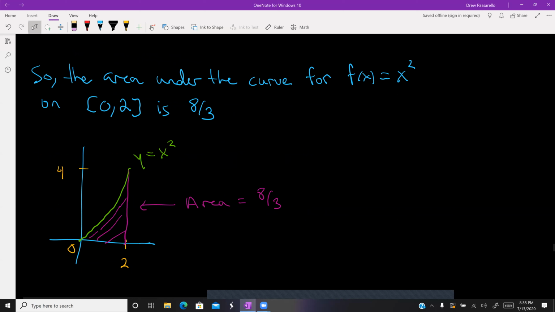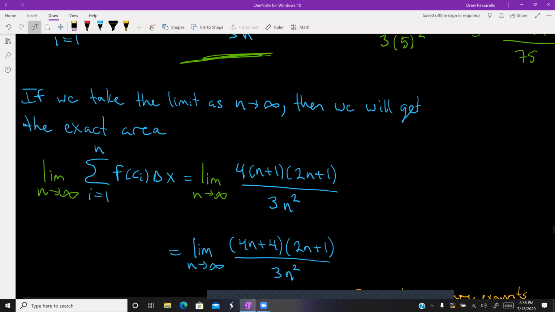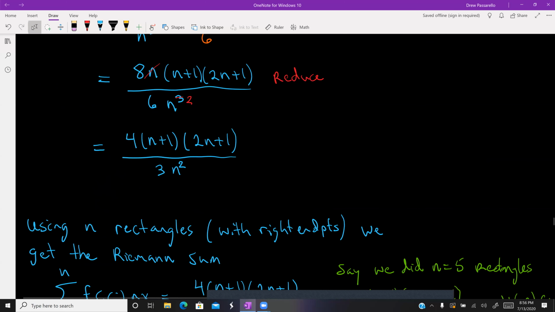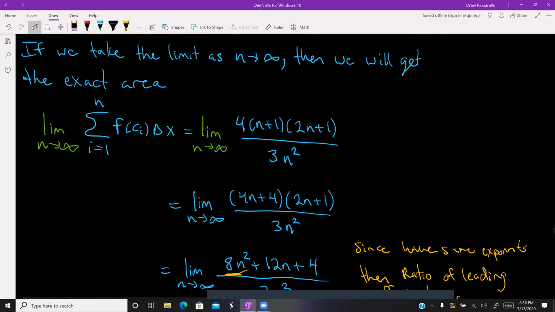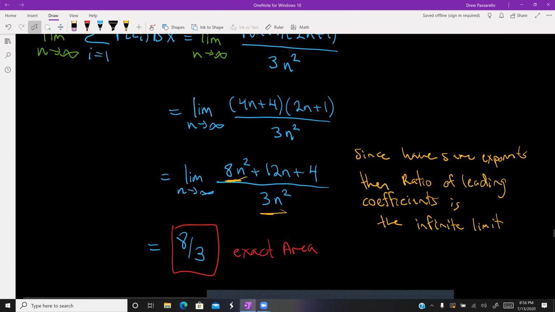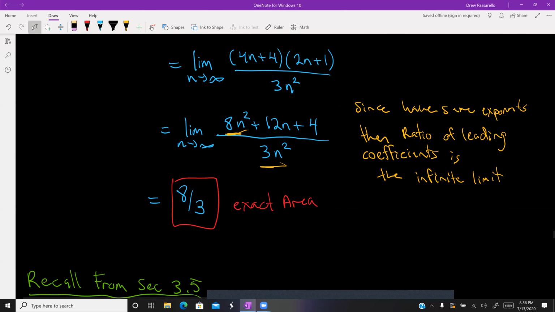All right, so again, we talked about finding a sum approximating the area of x squared on 0 to 2, and I showed 2 rectangles and what that area was, and you could use the right endpoints or left endpoints. And then I tried 4 rectangles. Now here I just tried n amount of rectangles, and this was the general formula you get for n amount of rectangles. And then if you apply the limit as n goes to infinity, that's going to give you the exact area, which is 8/3.